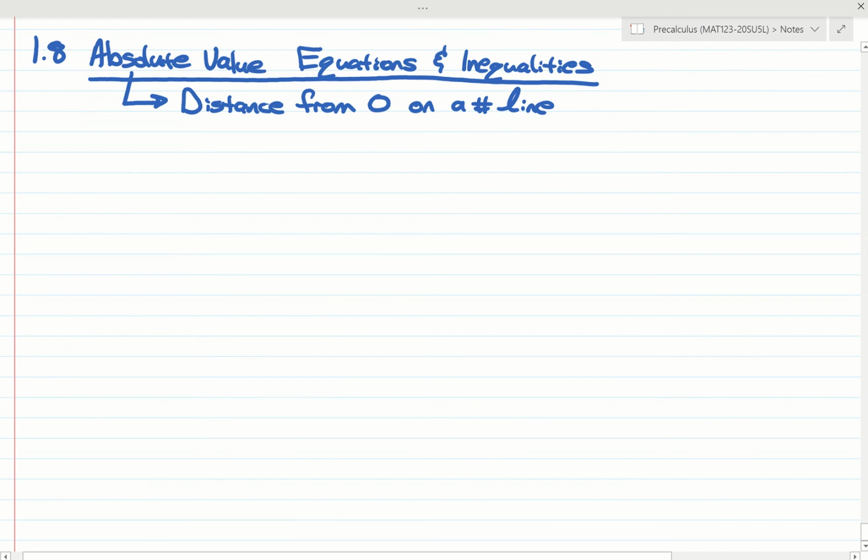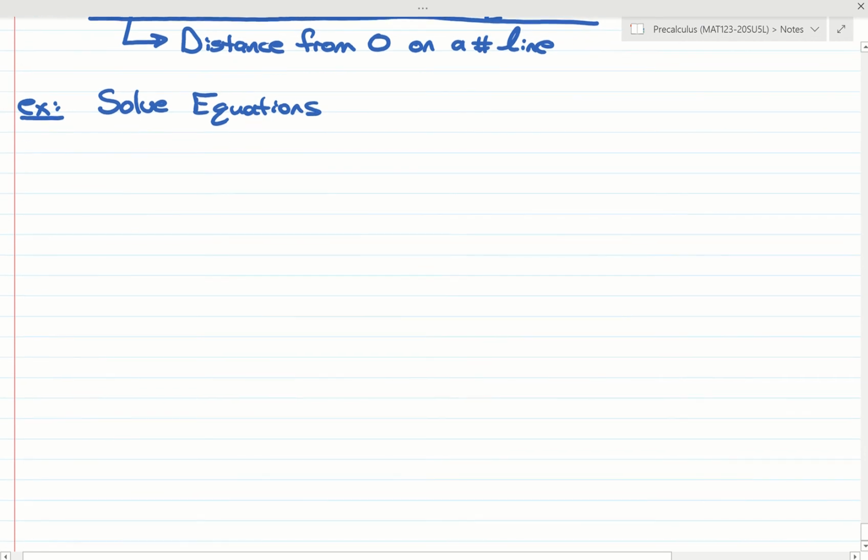So let's figure this out. First, we'll start off with solving equations. And you've seen some easy ones like this before. So if I asked you to solve the absolute value of 5 minus 3x is equal to 12, well, that means that what's inside, the absolute value of what number is 12? It could either be 12 or negative 12, right? The absolute value of both of those would give us 12.